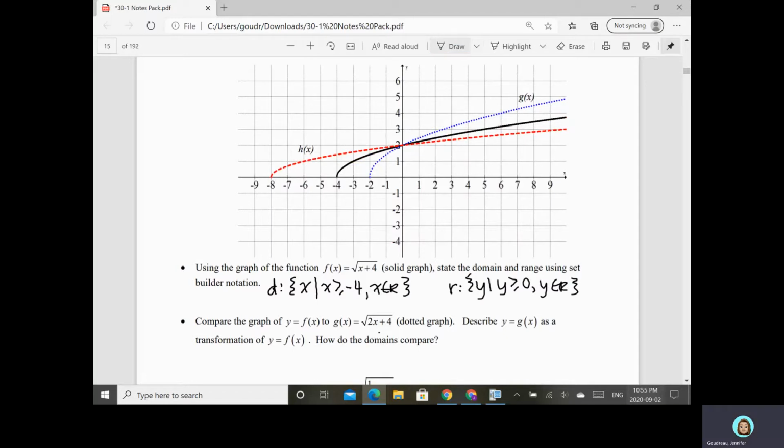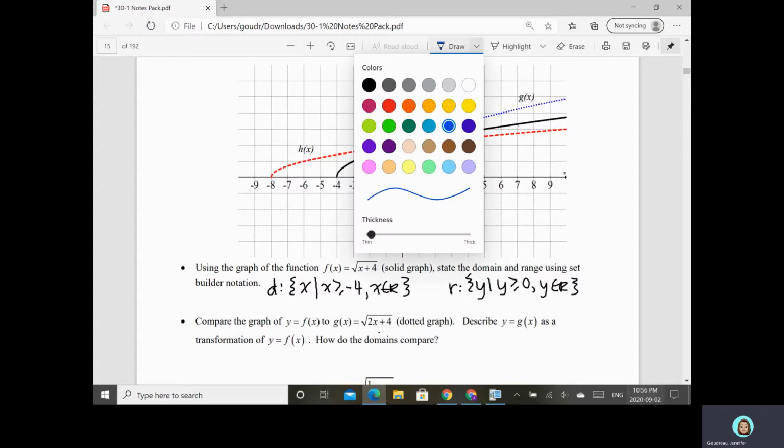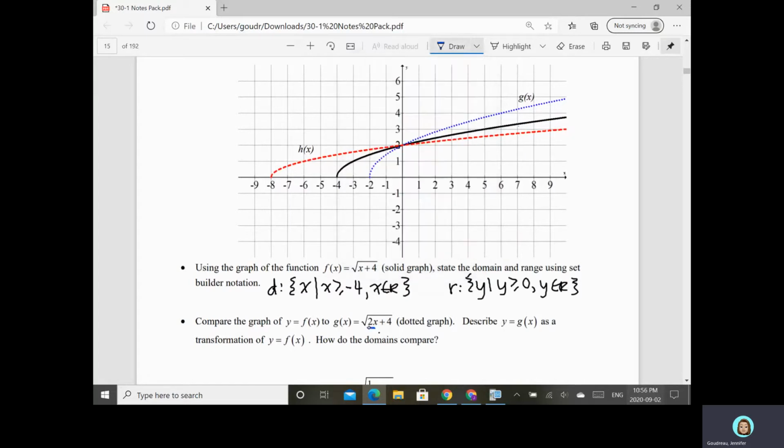Okay, so let's compare these two graphs, f at x and g at x. F at x right here is going to be that black graph. Now let's look at g at x. The equation of g at x looks different than the equation of f at x. F at x is root x plus 4, and g at x is root 2x plus 4. So we can see a difference there. Where's the difference? Right in front of the x. That tells us that we are going to have some sort of stretch. Let's look at what that stretch is.